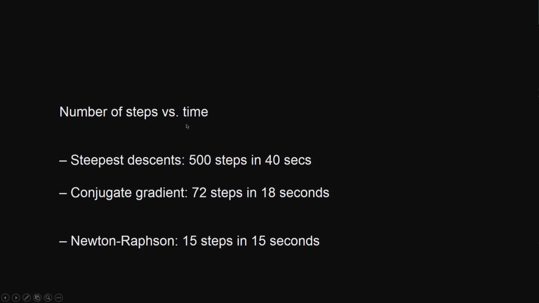Okay, so time: the steepest descent method generally needs at least 500 steps to reach your minimum energy, and it may take 40 seconds of computation time. Conjugate gradient is much faster, the number of steps required is much less, and it also takes less time. Newton-Raphson method, again, takes fewer steps and less time.